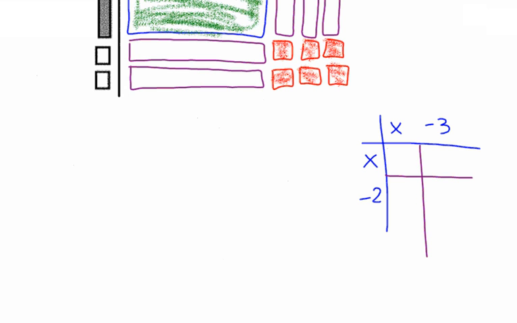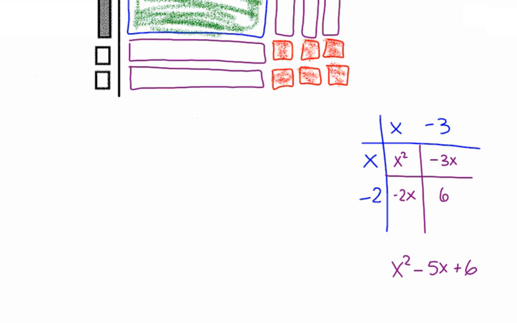Okay, so x times x squared, negative 3 times x, negative 3x, x times negative 2 is negative 2x, negative 2 times negative 3 is a positive 6. And again, collecting like terms, which are on the diagonal, we have x squared minus 5x plus 6.